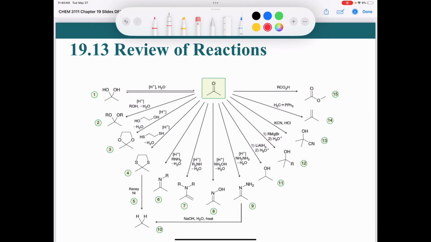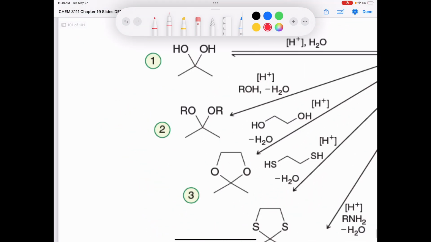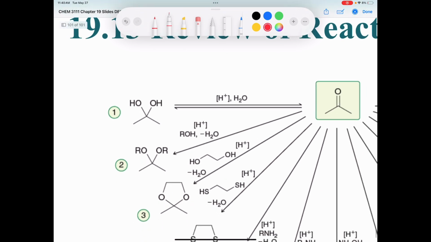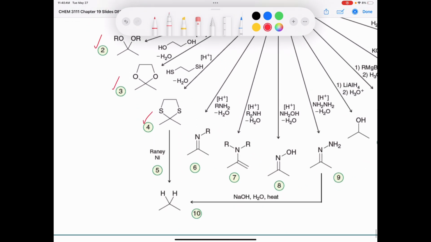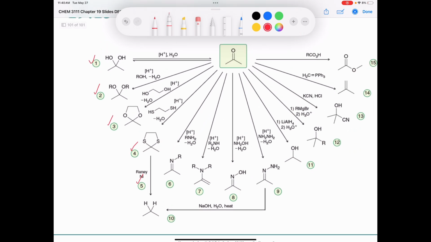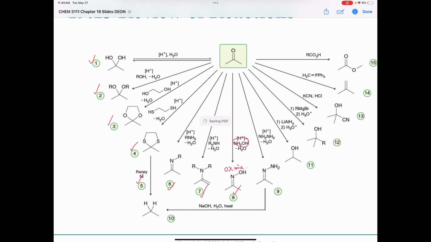And so did we learn a lot of reactions in this chapter? The answer is absolutely. We talked about the formation of a hydrate. So you should know about the formation of a hydrate, an acetal, a cyclic acetal. Then we looked at a thioacetal, and we talked about how you could reduce that with Raney nickel. That's called desulfurization. Then we looked at imine formation. We looked at enamine formation. We talked about oximes. Sorry, this is an oxime, which is made from hydroxylamine.